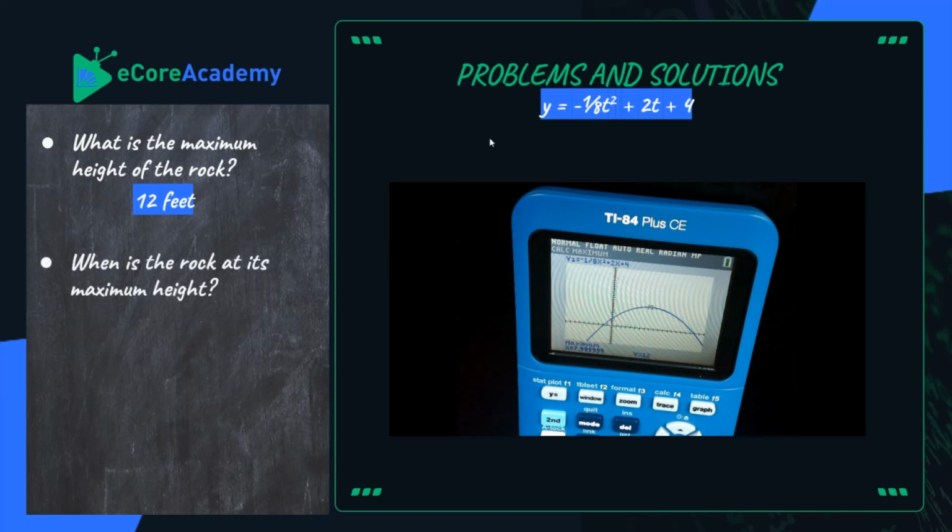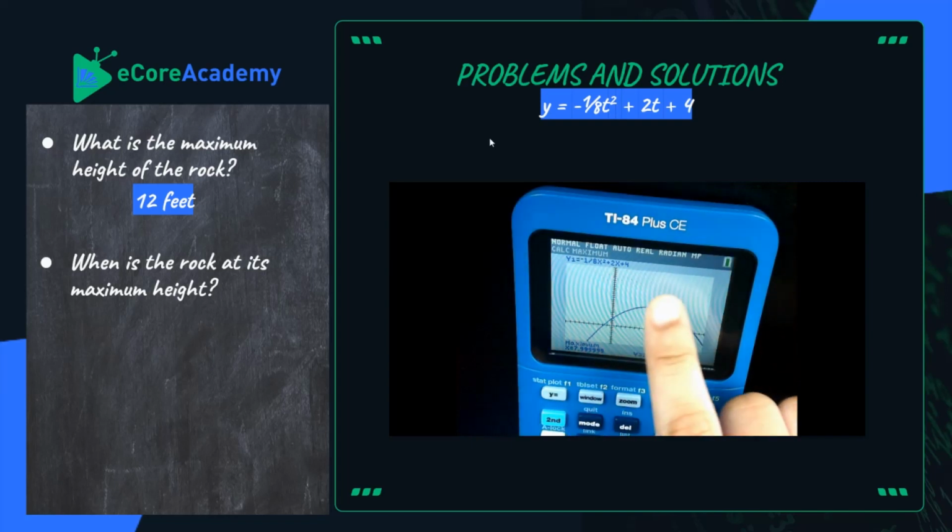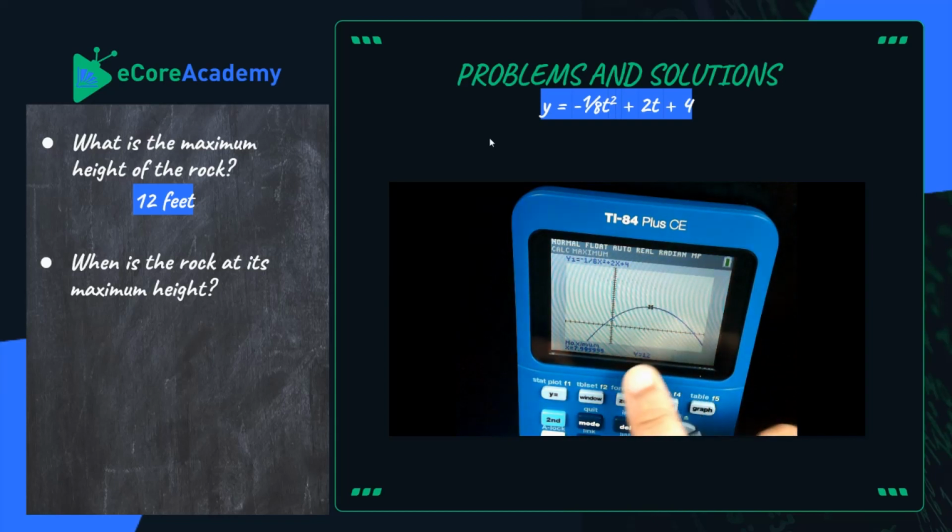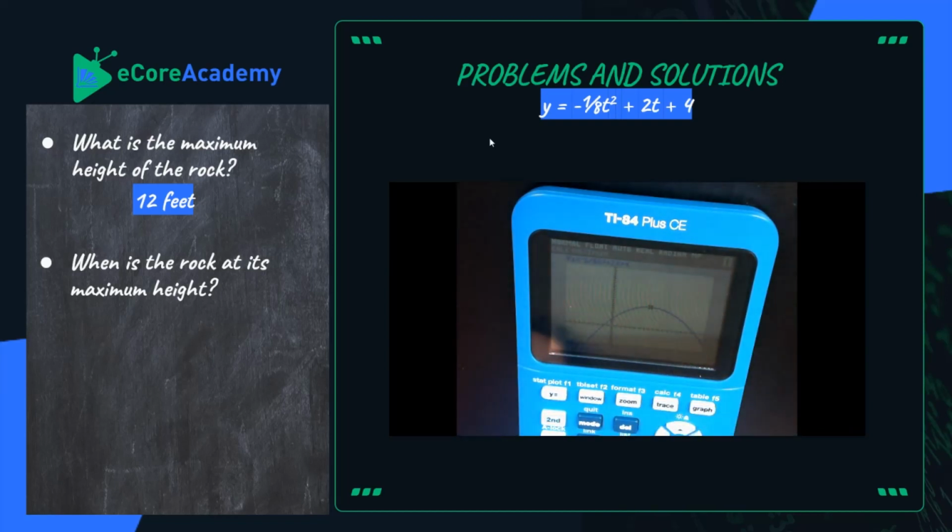The next question is, when is the rock at its maximum height? So the key part of this question is the word when. When indicates time. And your X variable, which is your dependent variable, is responsible for time. In this case, you can see the maximum, which is the highest the rock will be. We already see that the highest the rock will be is y equals 12.